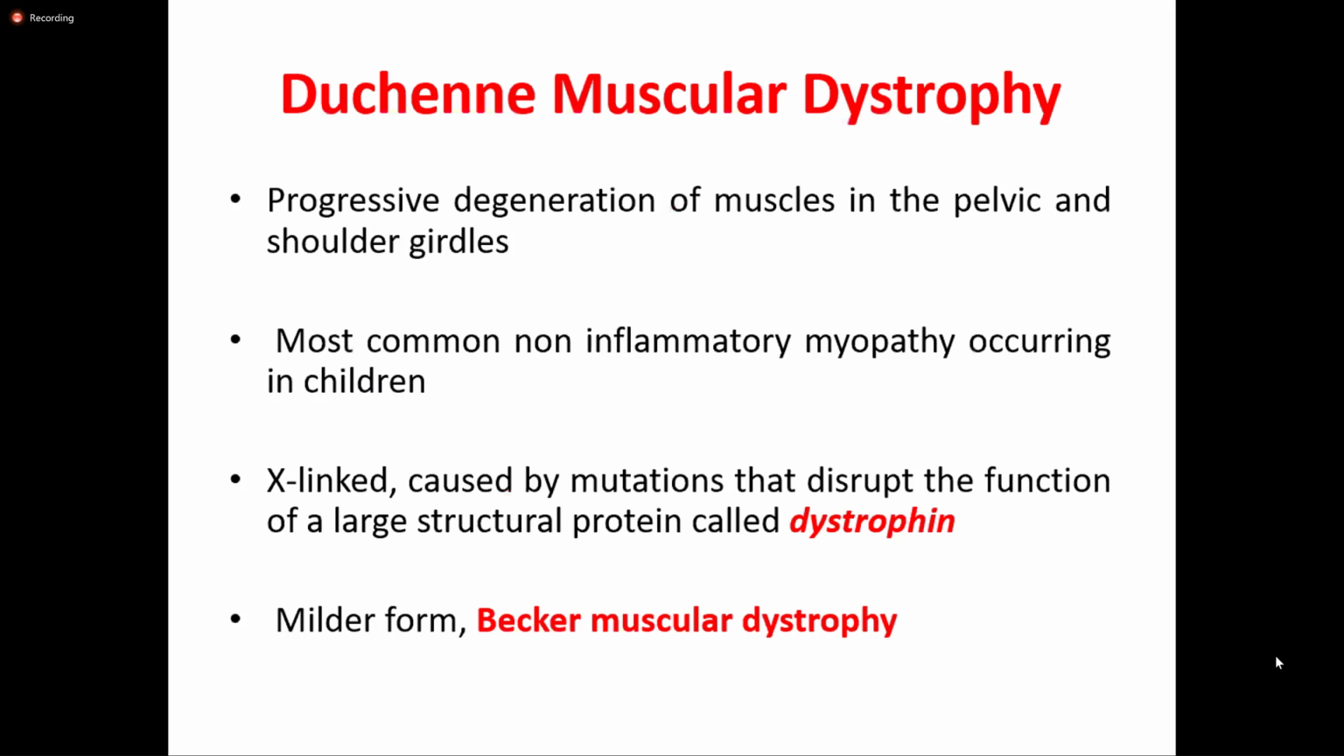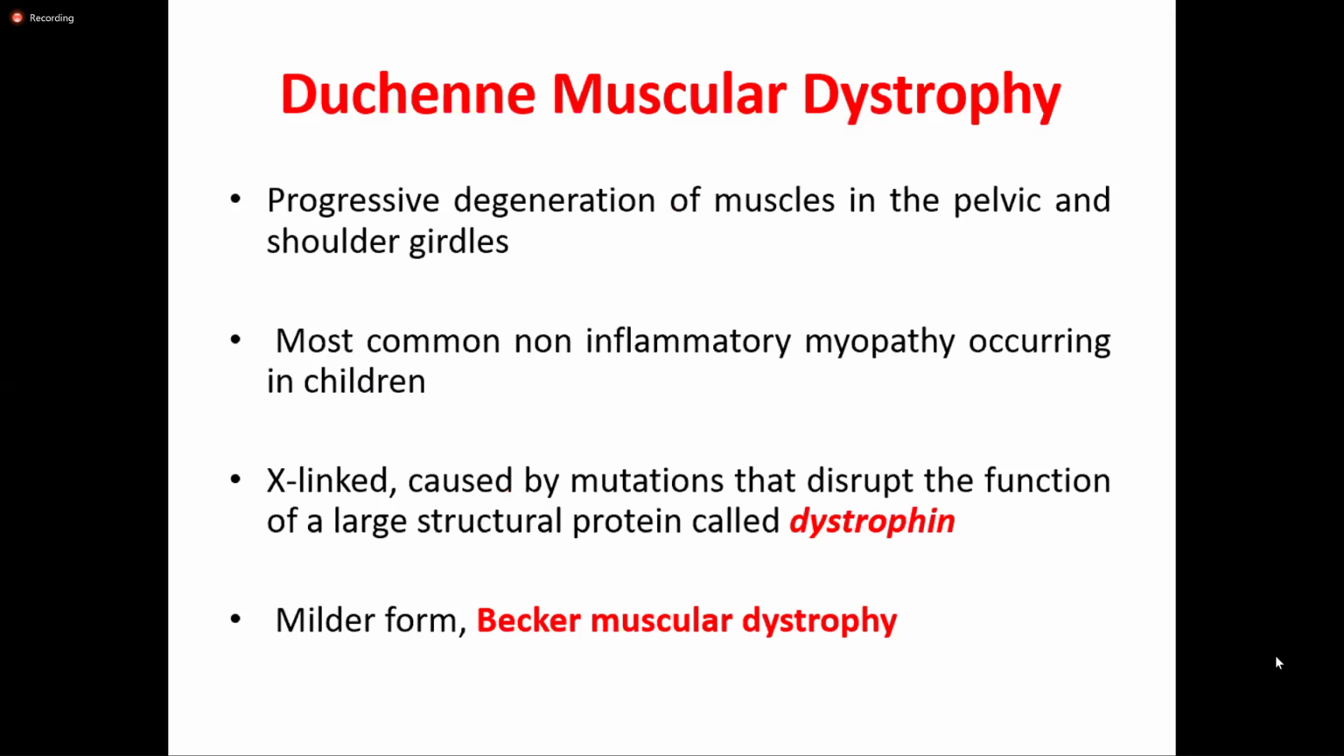Muscular dystrophy. Coming to muscular dystrophy, there is Duchenne muscular dystrophy, and there is Baker's muscular dystrophy. The milder form is the Baker one. And what happens in Duchenne muscular dystrophy? There is degeneration of the muscles of the pelvic and shoulder girdle, and it is one of the most common non-inflammatory myopathies.